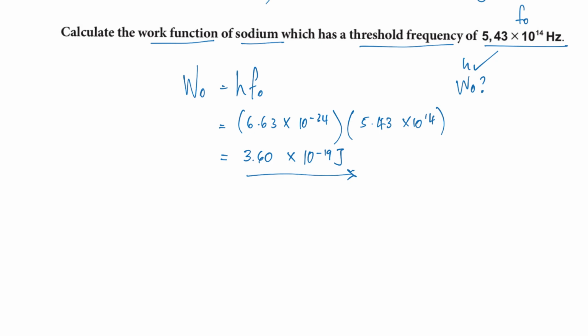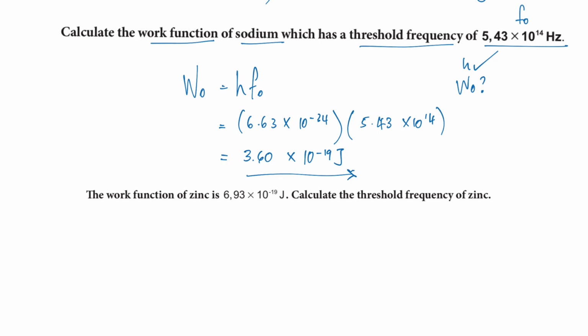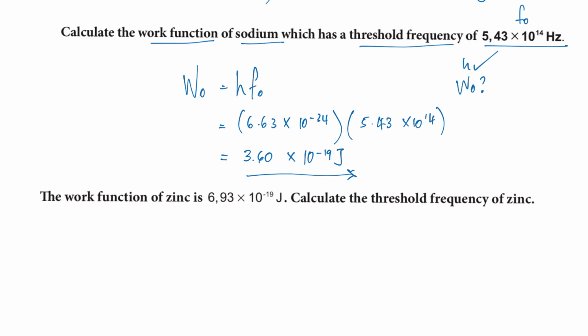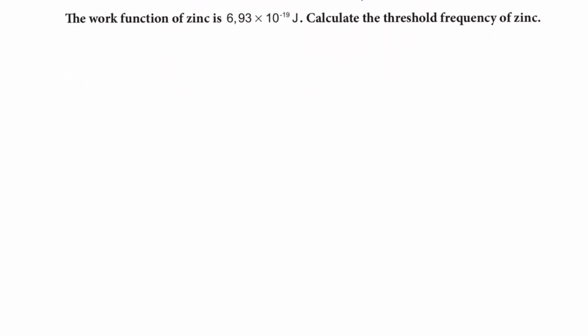Let's have a look at another example. The second question here says the work function of zinc is 6.93 times 10 to the power of negative 19 joules. Calculate the threshold frequency of zinc. Right. So all we've got to do is see what information we do have. We have work function here. They want the threshold frequency, so that we don't have, and we know h is a constant.